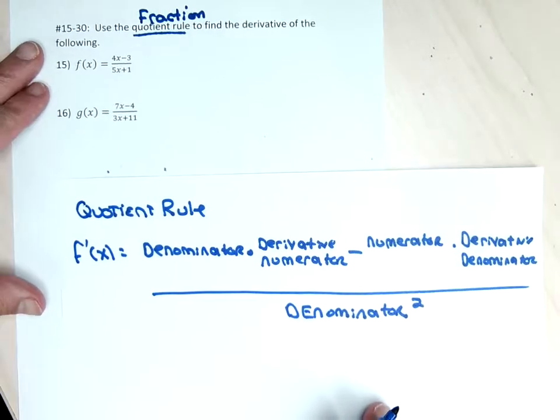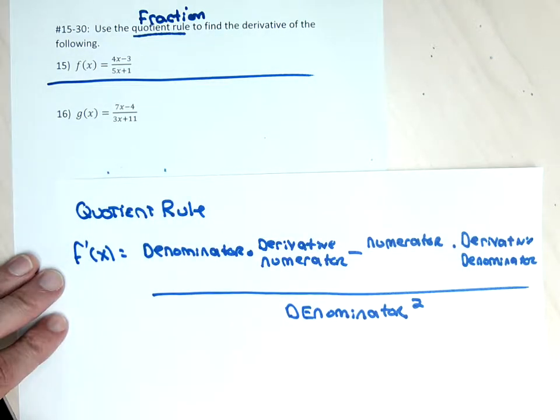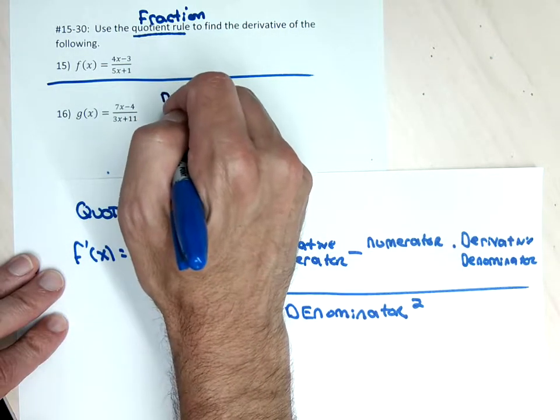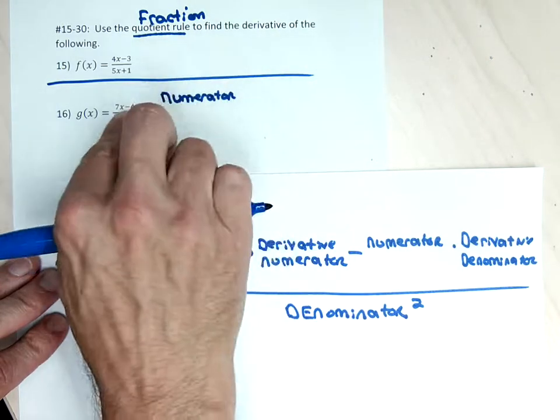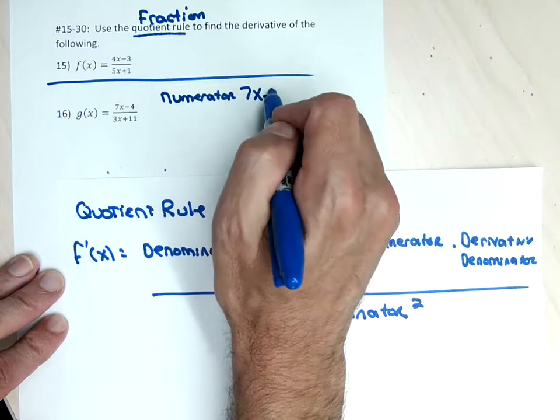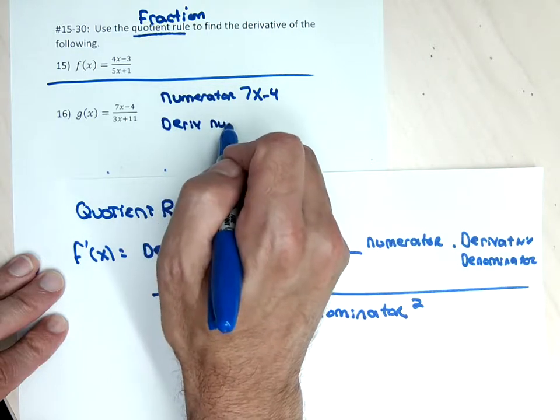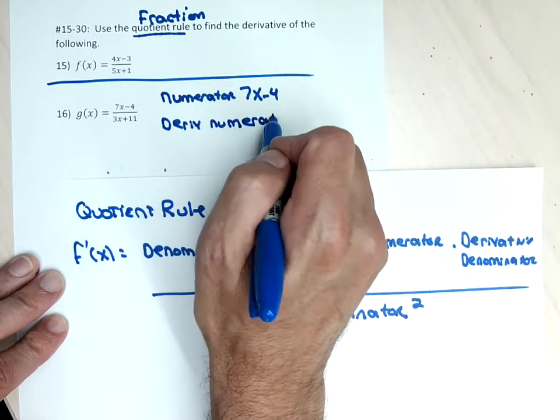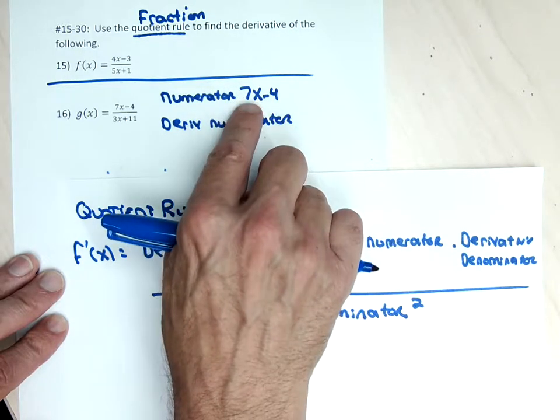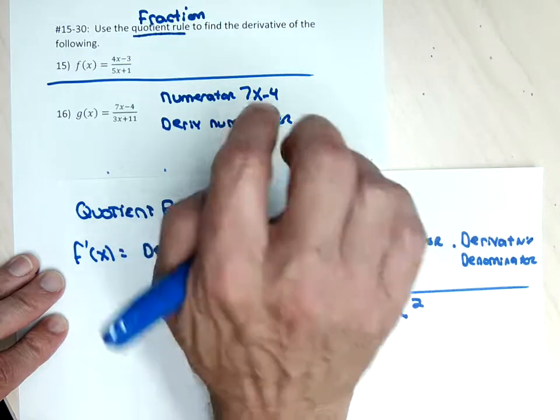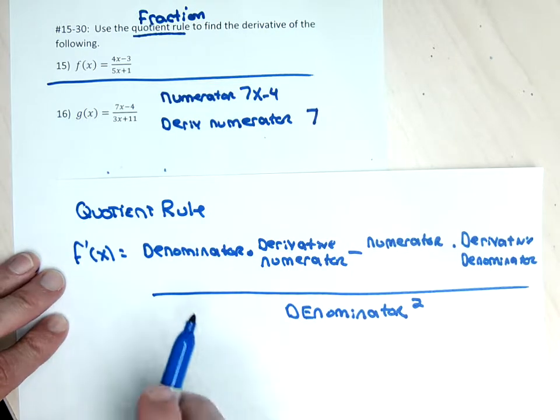So problem 16, which I'm about to do here, I'm going to find the derivative, and I need to know 4 pieces. I need to know what the numerator is. In this case, the numerator is 7x minus 4. I need to know the derivative of the numerator. The derivative of 7x minus 4 is just going to be 7, because the first term is a first power term, so its derivative is the number in front of the x. The second term is a constant, so it has a derivative of 0.